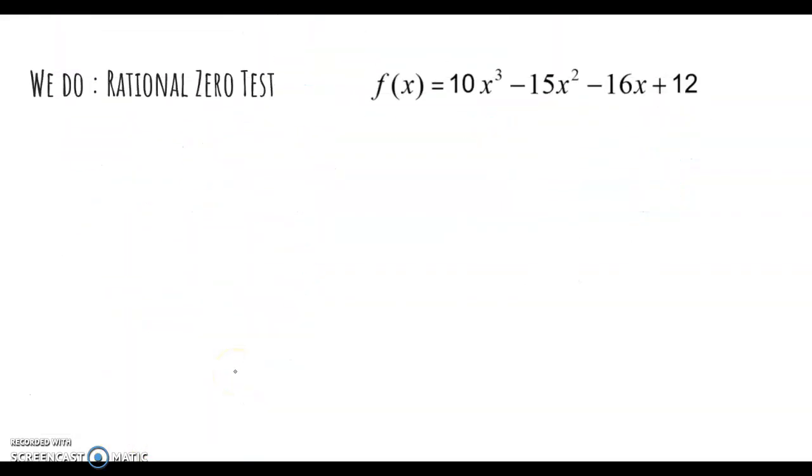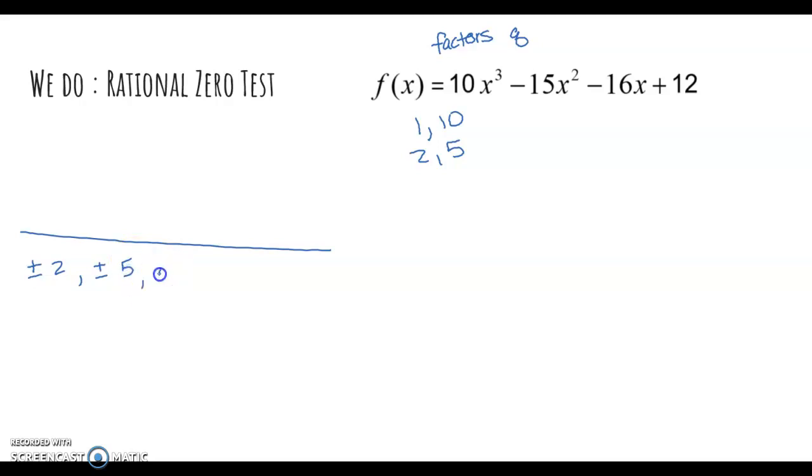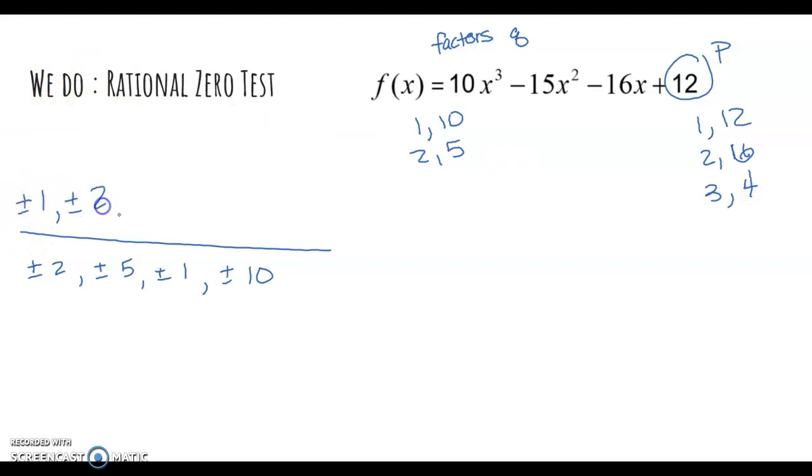Same thing again, we're going to do our rational zero test. So factors of our leading coefficient, our q, are 1 and 10, 2 and 5. So in the denominator, we could have plus or minus 2, plus or minus 5, plus or minus 1, plus or minus 10. And in our numerator, our p-values, you could have 1 and 12, 2 and 6, 3 and 4. So plus or minus 1, plus or minus 2, plus or minus 3, plus or minus 4, plus or minus 6, plus or minus 12.